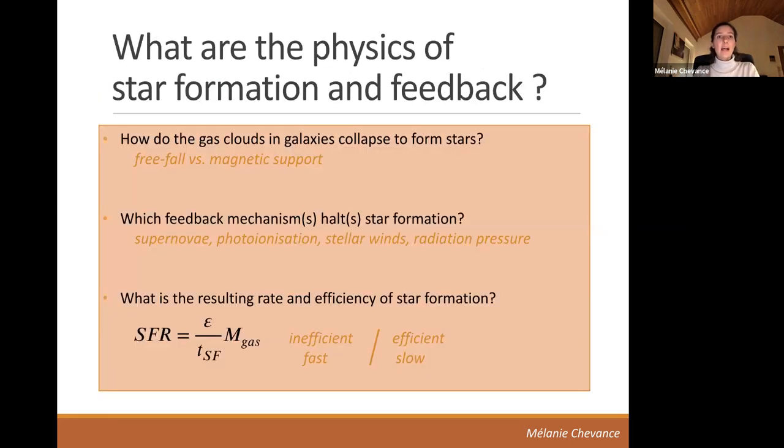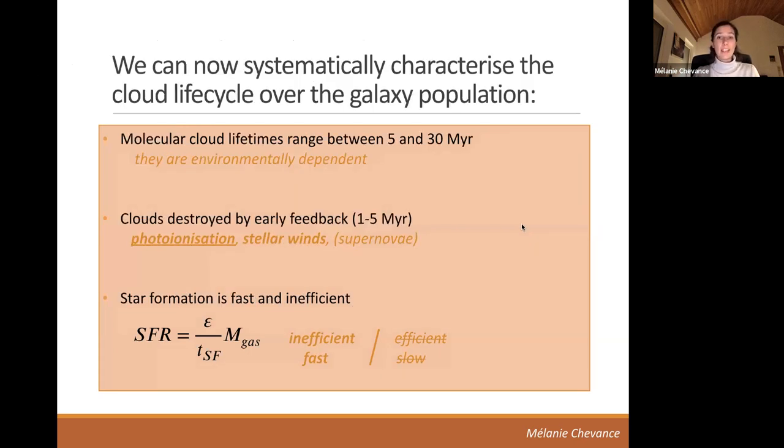Okay, so let's go back to the question that I asked at the very beginning. What is the physics of star formation and feedback? How do the gas clouds in galaxies collapse? Which feedback mechanisms halt star formation, and what is the resulting rate of star formation? We can answer all of these questions. Molecular clouds live between 5 and 30 megayears. They're destroyed very quickly by early feedback, photoionization, and winds. And all of this together makes star formation fast and inefficient.